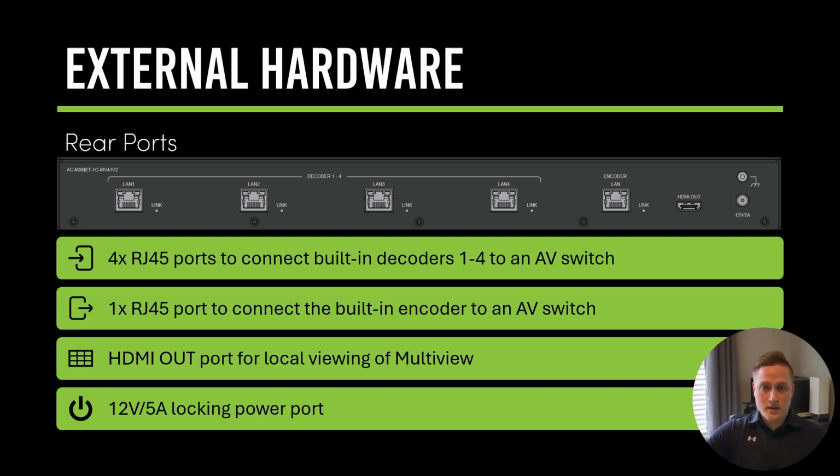Unlike standard MXnet encoders and decoders, though, these built-in endpoints do not support PoE. They instead use the MV41 V2's 12-volt 5-amp locking power port to deliver the necessary power for both multi-view processing and internal AV endpoints. This ensures reliable performance, especially in rack environments where stability is critical. Lastly, there's an HDMI output port for local monitoring of the multi-view layout, ideal for preview displays, direct view installations, or troubleshooting on site.